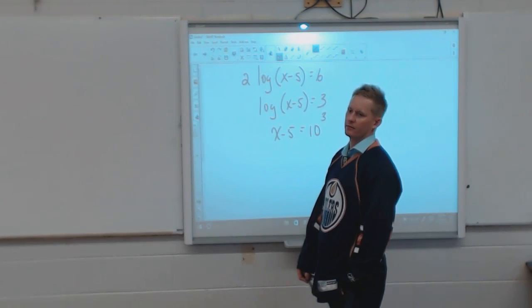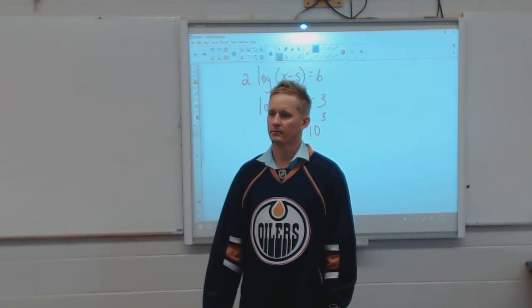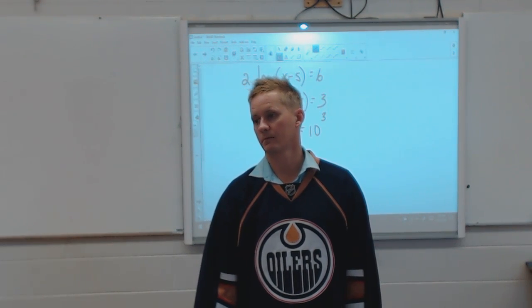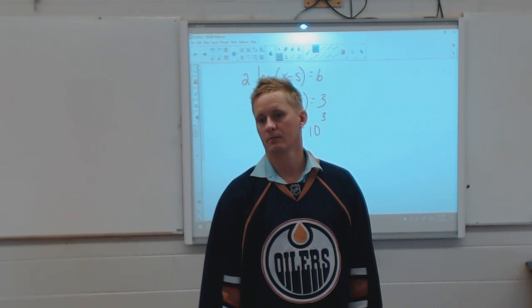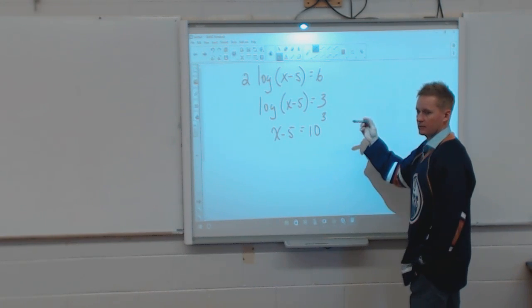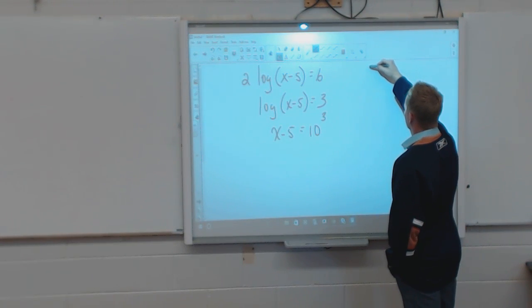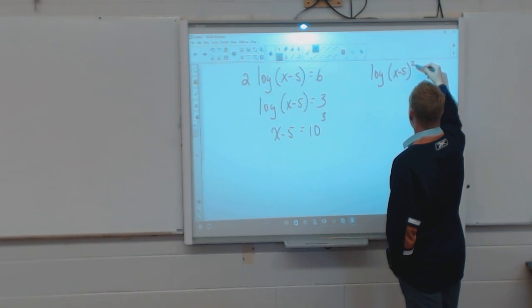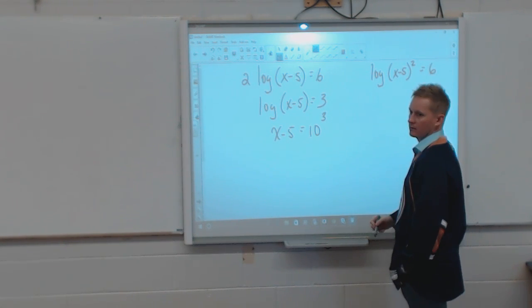The exponential part or the divide by 2? The divide by 2. I moved the 2 and then made it log x minus 5 squared. Yeah, that's what I did too. But okay, let's do it your way. It's not wrong. So you've got log x minus 5 squared is equal to 6, right?